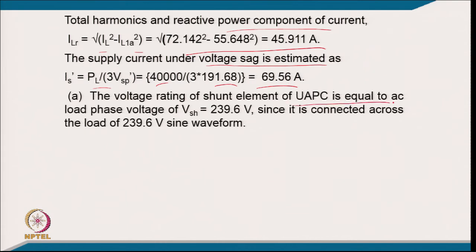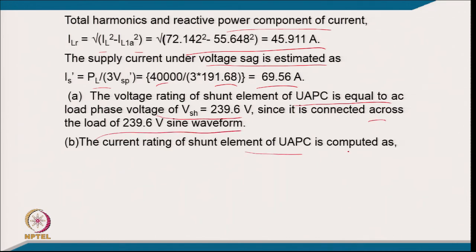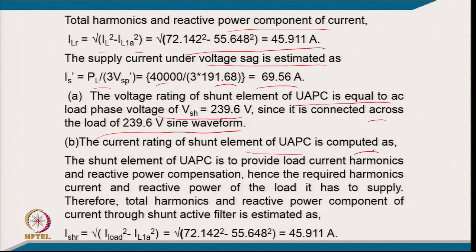The voltage rating of the shunt element of the universal active power filter is equal to the AC load voltage of 239.6, since it is connected across the load of 239.6 volt sine waveform. The current rating of the shunt element of the universal active power filter is computed as follows: the shunt element is to provide the load current harmonics and reactive power compensation. Hence, it has to supply the required harmonic current and reactive power of the load.